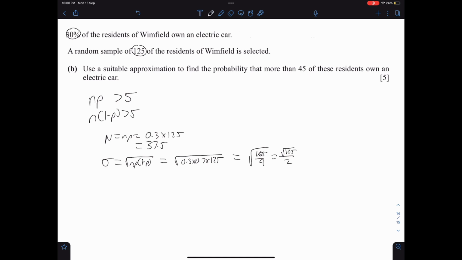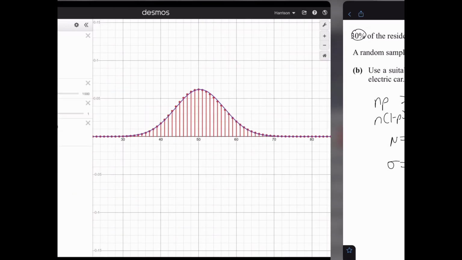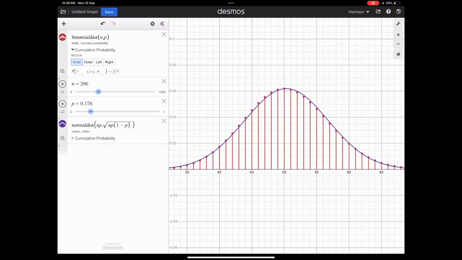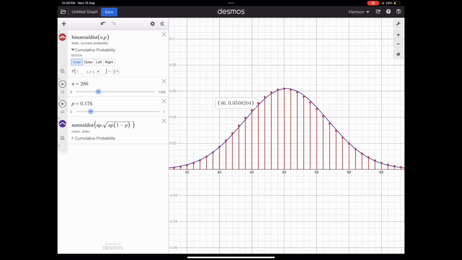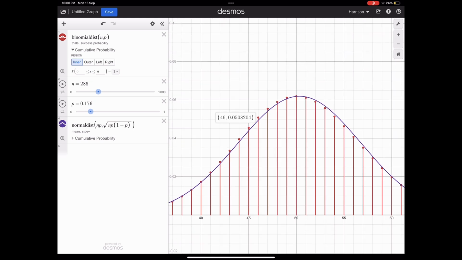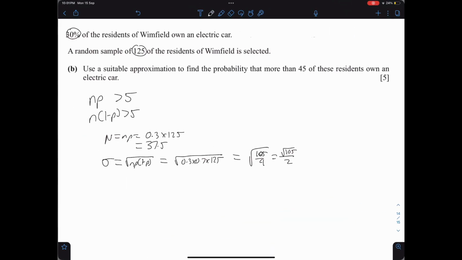Now, here's the thing. When we're going from discrete to continuous, that means if we just do less than 46 here and try to do that on the normal, we would be leaving out values that actually round to 46, because 46.45 rounds to 46. So we must account for that using something called a continuity correction.